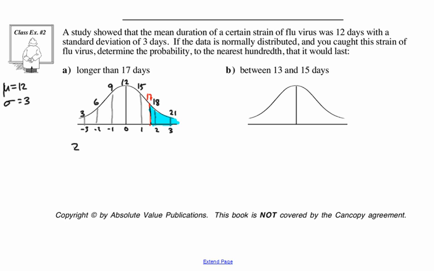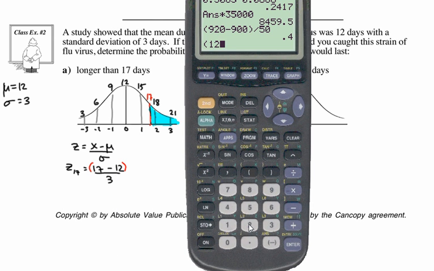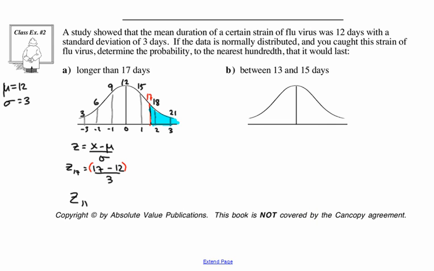So we use our formula, x minus our mean over our standard deviation. So we're looking for the z-score for 17. So that equals 17 minus our mean of 12 divided by our standard deviation of 3. Remember, your numerator has to be in brackets. So 17 minus 12 divided by 3 is 1.67. We always go to 2 decimal places for z-scores. So now that we know our z-score is 1.67, we can find the area to the right.